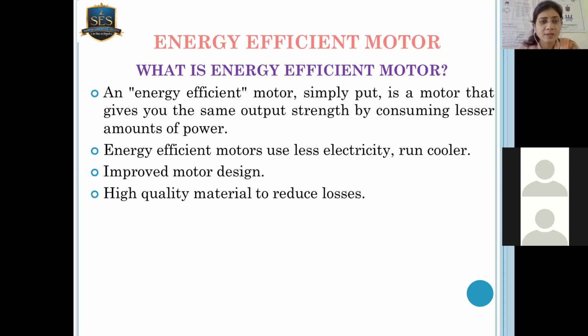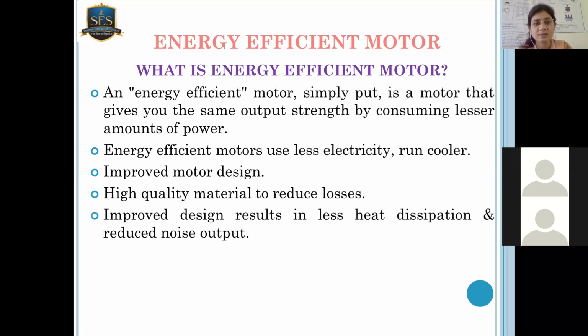Okay, after that, high quality material to reduce the losses. As we already discussed, high quality magnetic materials are used, which reduces the hysteresis losses. Okay, so high quality magnetic materials are used. So the improved design results in less heat dissipation and reduced noise output. The improved design results in less heat dissipation, as well as less noise generation and vibrations.